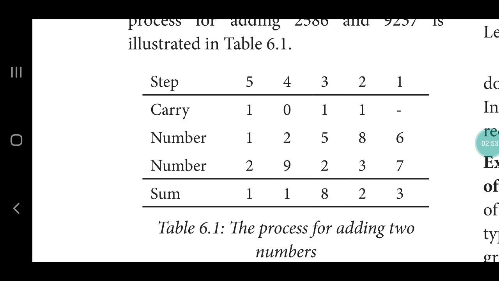6 plus 7, 13, that is 3 you have to write as the sum and 1 as a carry. And 8 plus 1, 9, 9 plus 3, 12, 2 is written as the sum and 1 is written as a carry. In this way, we have added the numbers and finally we got the answer as 4, 1, 8, 2, 3. So, we have followed everything as a step, and only then are we finally getting the output.